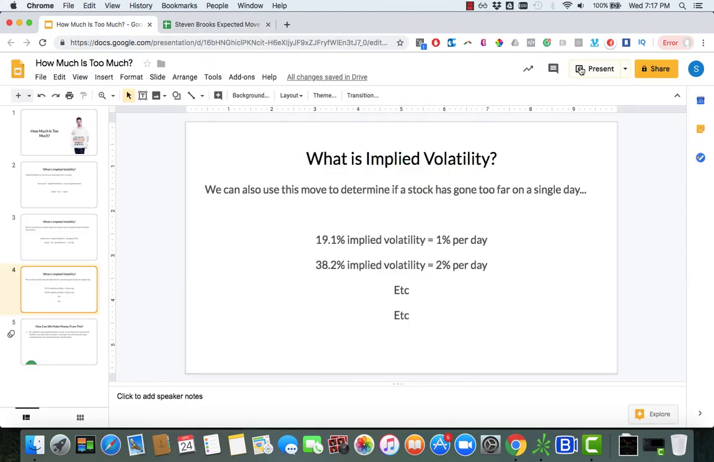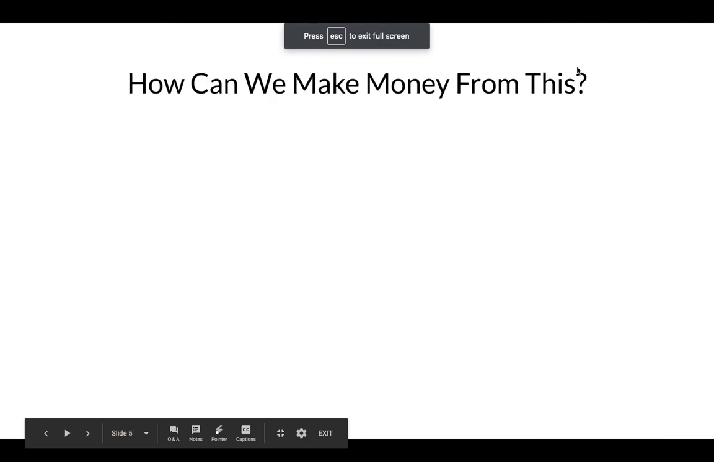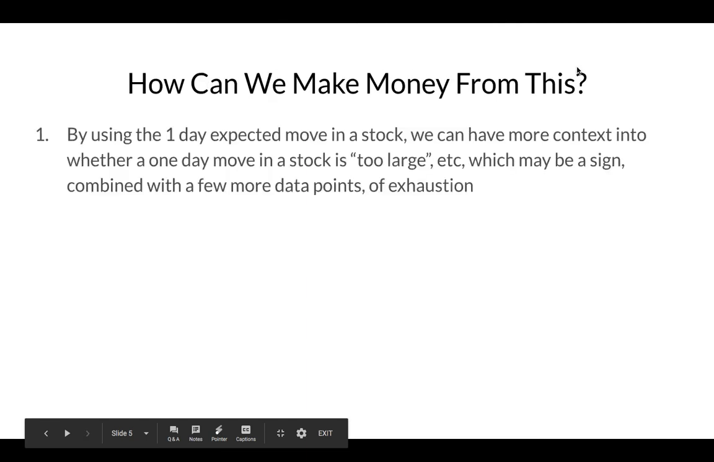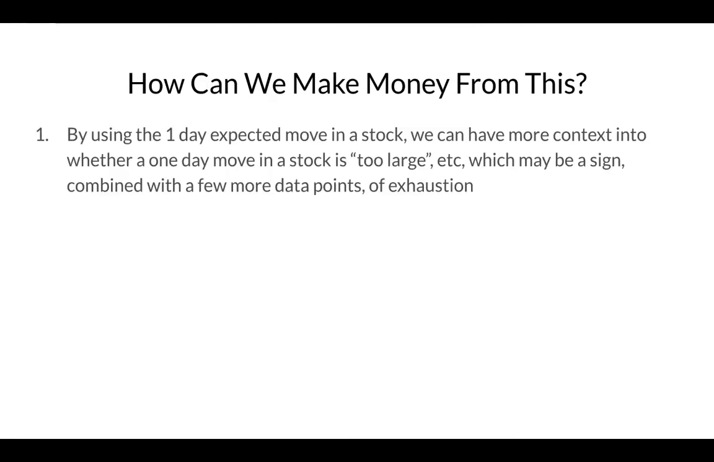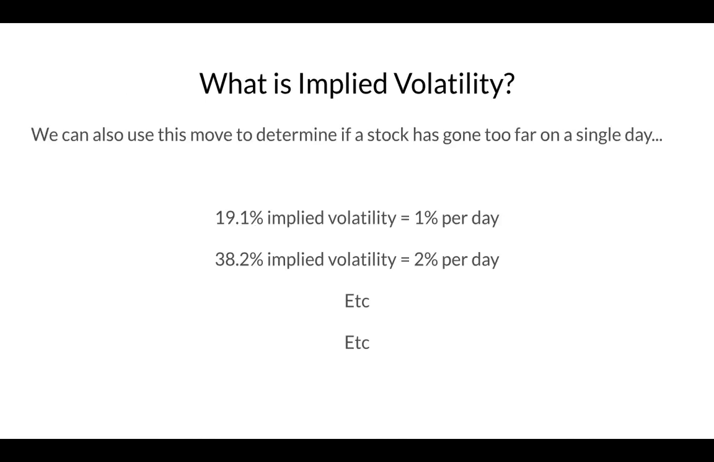Now, the most important thing here is how can we actually take advantage of that? How can we make money from this? So here's the deal. By using the 1 day expected move in a stock, we can have more context into whether a stock's move on a given day is too large, which combined with other factors may be a sign that the stock is exhausted. And again, very easy, quick and dirty.